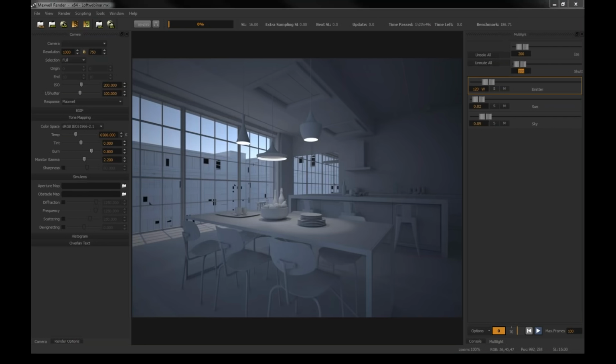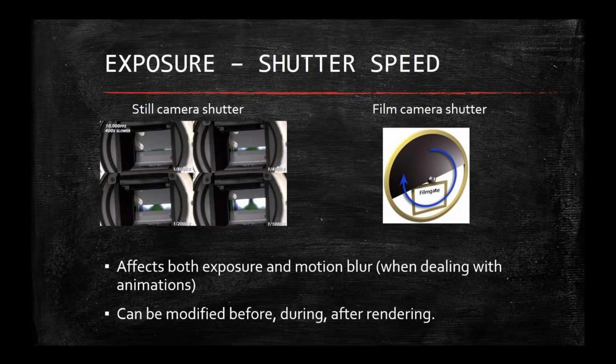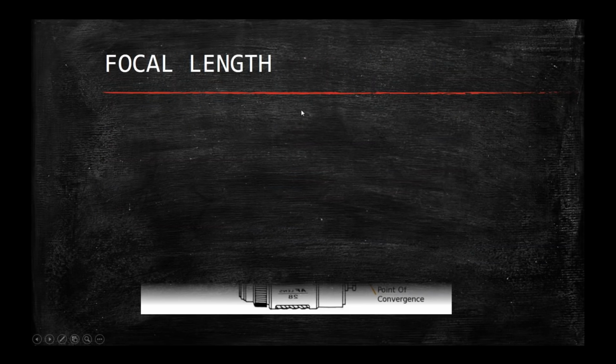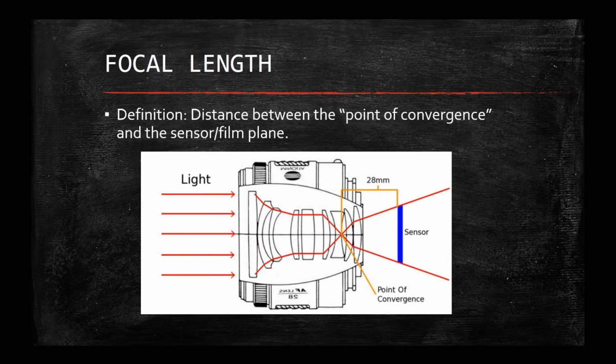Now then, going to more interesting parts of the camera, which is the focal length. So first of all, a little scary definition of what the focal length refers to, and it makes sense to understand the definition because it will make sense why the different lenses look the way they do. So the distance between the point of convergence and the sensor film plane is the focal length of a particular lens.